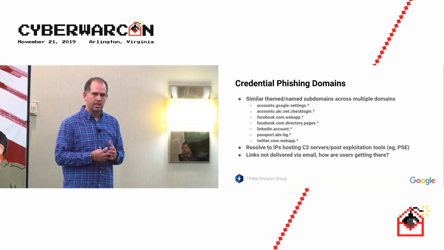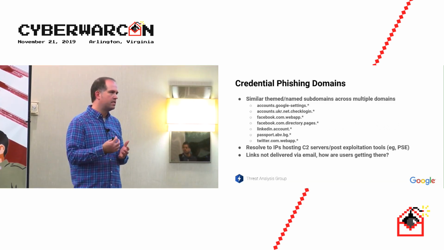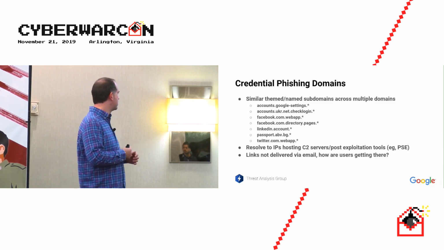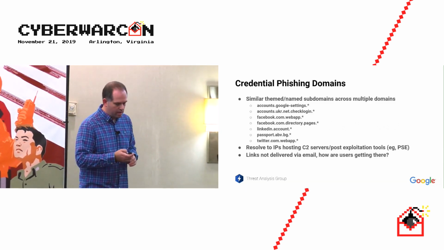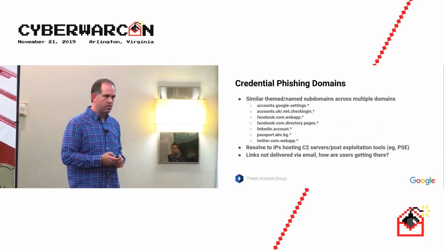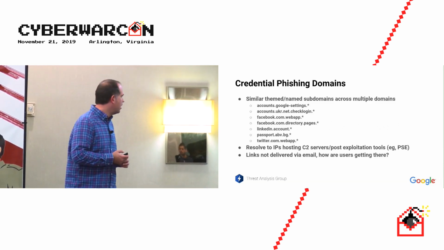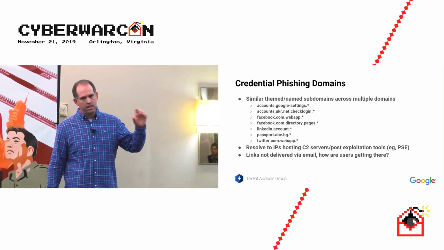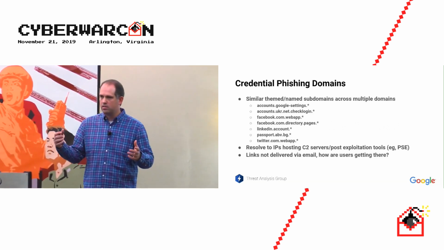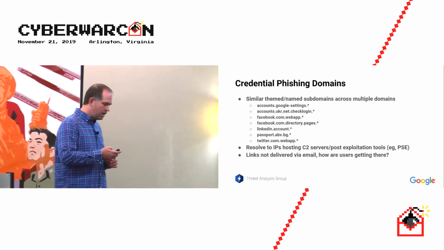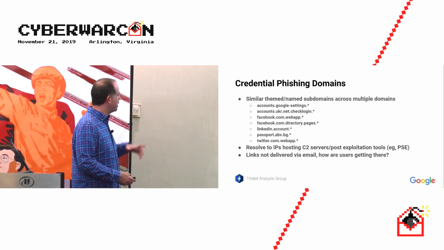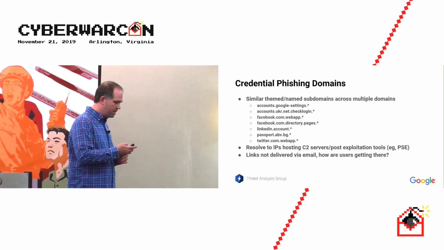What made these stick out is that they were resolving to IPs that had previously hosted PowerShell Empire servers or other post-exploitation tools. So it caused you to look at it, dig into it a little bit deeper. These domains, we weren't seeing these get sent in email, which is how you usually get your targets to click on your links and end up on your cred phishing sites. We'll talk a bit about how we ended up seeing these being used in the wild.